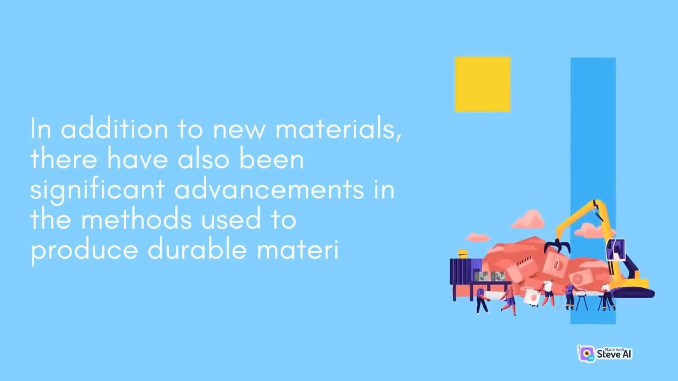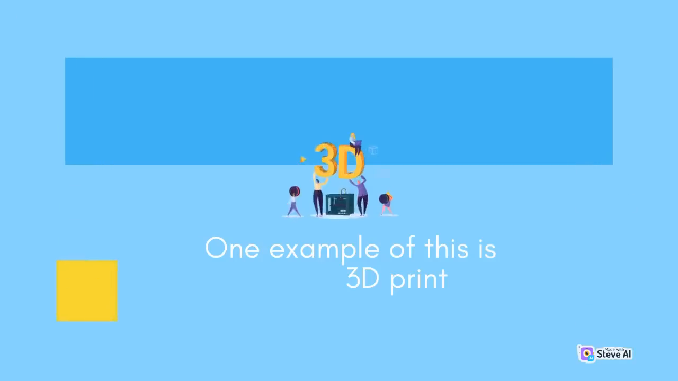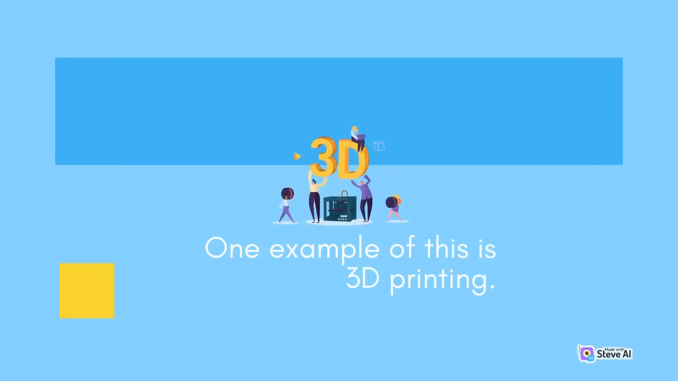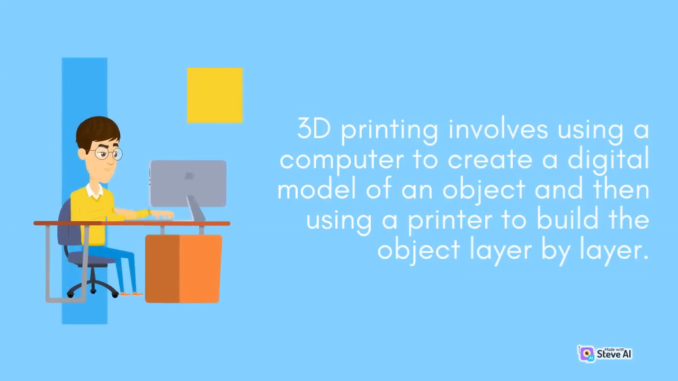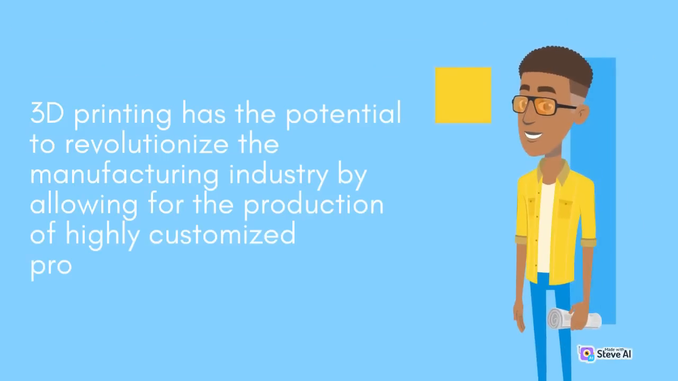In addition to new materials, there have also been significant advancements in the methods used to produce durable materials. One example of this is 3D printing. 3D printing involves using a computer to create a digital model of an object and then using a printer to build the object layer by layer. 3D printing has the potential to revolutionize the manufacturing industry by allowing for the production of highly customized products on demand.